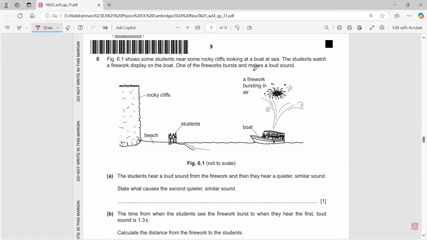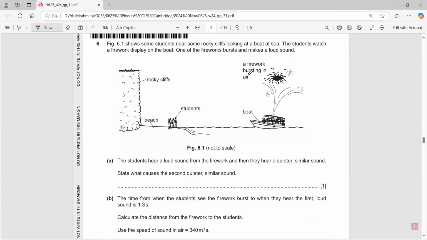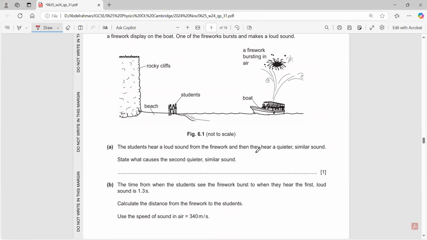Okay, figure 6.1 shows some students near a rocky cliff. Students hear a loud sound from the firework and then they hear a quieter, similar sound. What causes the second quieter, similar sound? You can say echo. Yes, thank you. Or reflection off the wall.